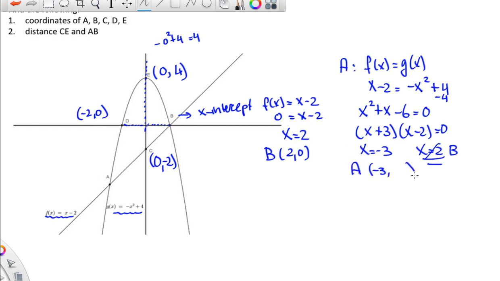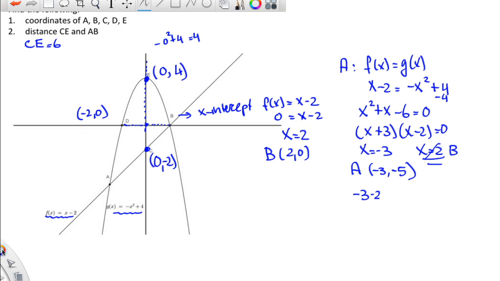So how do you find the y value? Well, just plug it in, and the easier of the two is to use probably this one. So when you plug in a negative 3, you get negative 3 minus 2 is equal to a negative 5. And that's your last point. Okay? Alright, now the distances. So first one says the distance from C to E. Well, that's straightforward because you can literally count up 2 and then up 4 more. So the distance from C to E has to be 6.